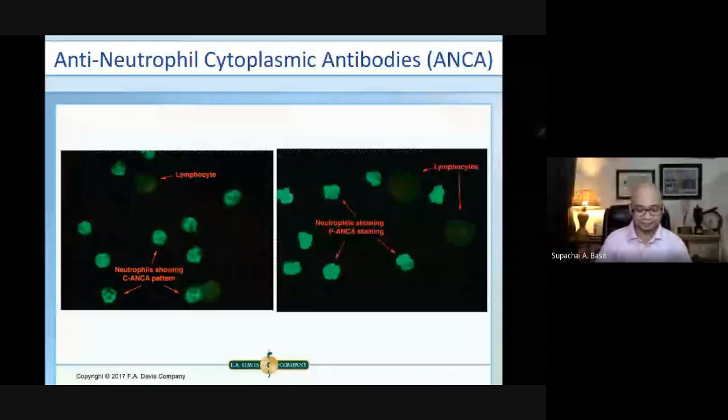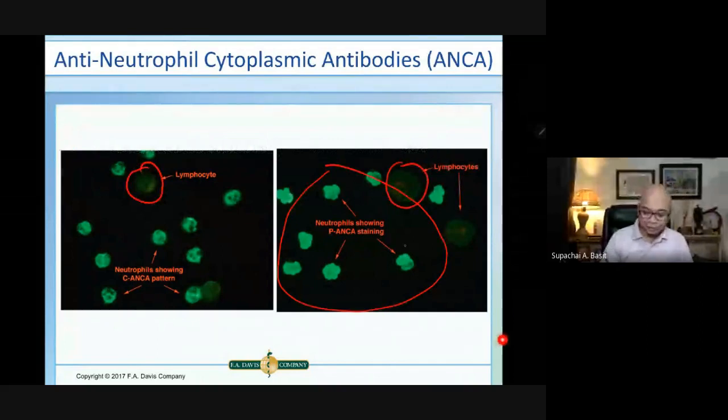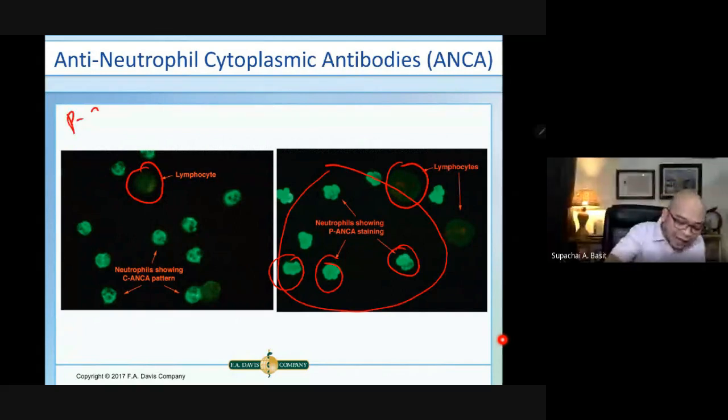So these are examples of neutrophils showing p-ANCA staining. So you can see lymphocytes here do not glow in the dark. Okay, but the neutrophil here shows a pattern. So this is actually what you call the p-ANCA fluorescence. Okay, so what's so special about the p-ANCA? Okay, so we call it the p-ANCA pattern.